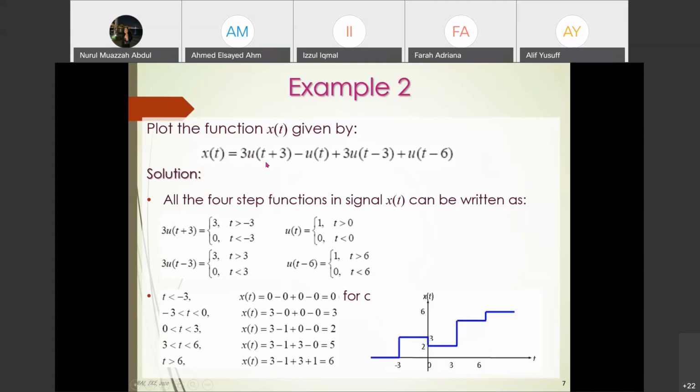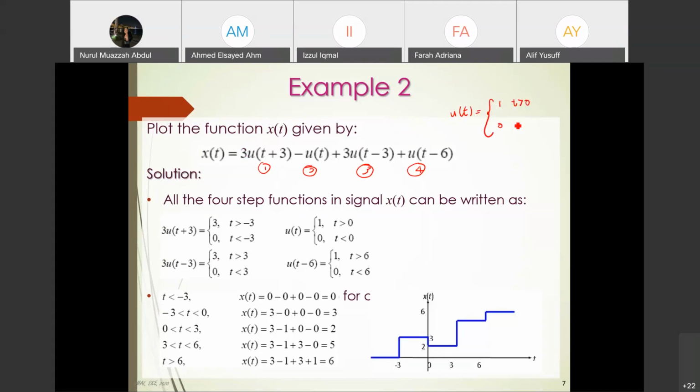All right, thank you for the answer, four unit step functions. So we look at the unit step functions here one by one: 1, 2, 3, 4. All four step functions here can be written as follows. First, the first unit step function is 3u t plus 3. Why is there a 3 here? Because we already know that if there is a number outside of the bracket, it means there is amplitude scaling. The original signal does not have any number before u, right? So you have to remember the original form of u t.